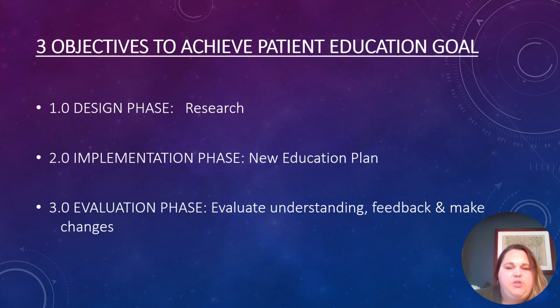There are 3 objectives to achieve the patient education goal. The design phase had research studies and evidence-based practice guidelines on the most frequent types of hospital admissions for CKD and AKI patients and patient education. The education research was to understand what works best for the patient education and the most common obstacles of it. The implementation phase was implementing the new patient education plan for preventing these admissions and readmissions. And the evaluation phase evaluates the teammates' understanding of the education that we provide to the patients, evaluating the feedback, and then evaluating the entire plan for accuracy and making any additional changes.